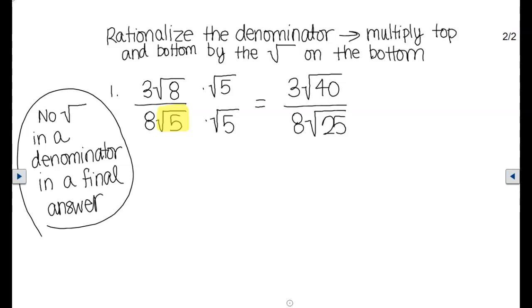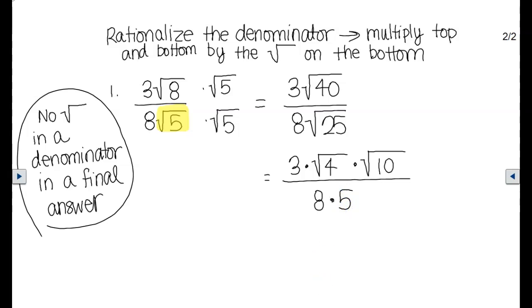Now, at this point, we'll need to do some simplifying. So on the top, 3 square roots of 40, we're going to need 2 numbers that will multiply to give us 40. One of them needs to be a perfect square, so we're going to go with 4 times 10. On the bottom, notice your 25 is already a perfect square. Square root of 25 is just 5, so that's going to be 8 times 5 down there. So we're in luck on that one. All right, working on the top, we have 3 times 2 times the square root of 10. On the bottom, 8 times 5 is 40.